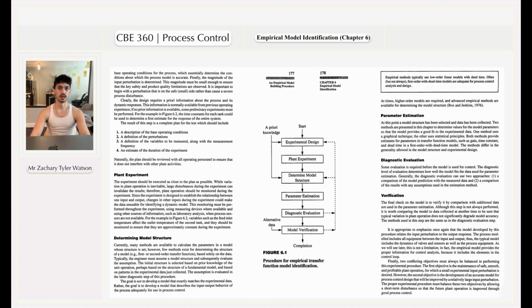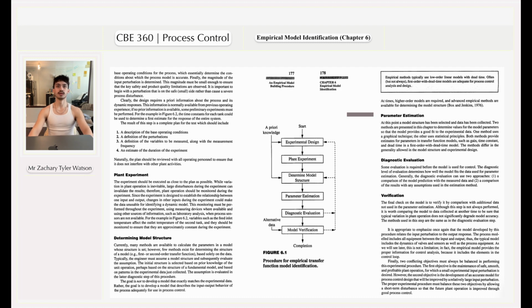The goal is not to develop a model that exactly matches the experimental data. Rather, the goal is to develop a model that describes the input and output behavior of the process adequately for use in process control. Empirical methods typically use lower order linear models with dead time. Often, but not always, first order with dead time models are adequate for process control analysis and design. At times, higher order models are required, and advanced empirical methods are available for determining the model structure.